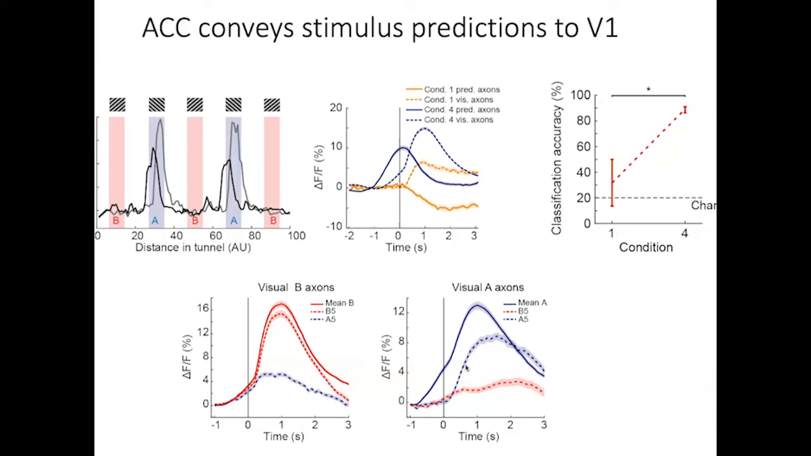If you have an A axon and you show A, that's unexpected, there is a visually evoked response. A axon, A. Oh, selected for A. Yeah, my bad. I've given this talk in my lab so many times.